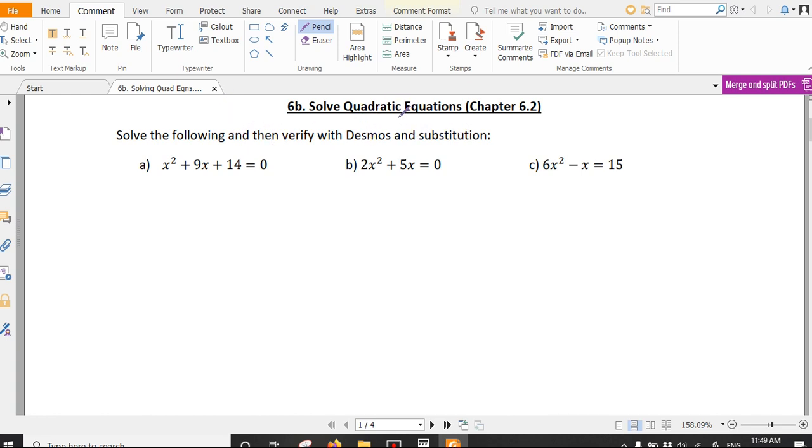Now, equations. Again, the difference between an equation and an expression is simple. An equation has an equal sign. An expression does not. Okay? So, what is it saying? It's saying, well, I want you to find the x value that will make the statement true.